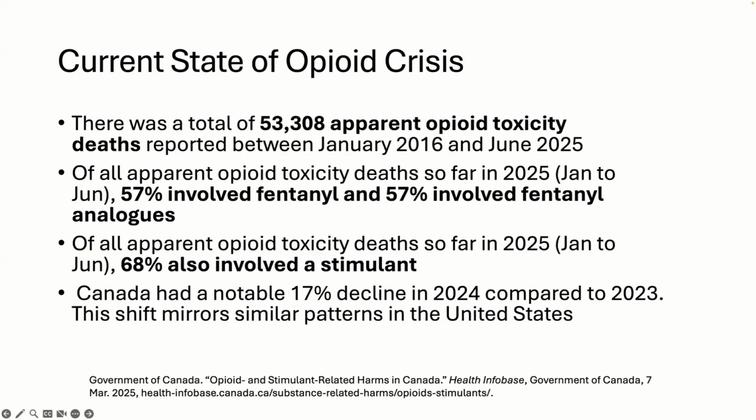Finally, it's worth noting that Canada saw about a 17% decline in opioid-related deaths in 2024 compared to 2023. So overall, there is a trend of decreasing opioid-related deaths, and this is the same in the United States. Now, while this is overall encouraging, the absolute numbers are still very high. And so the takeaway here is that opioid use disorder is common and it's often complex and often related with polysubstance use as well.